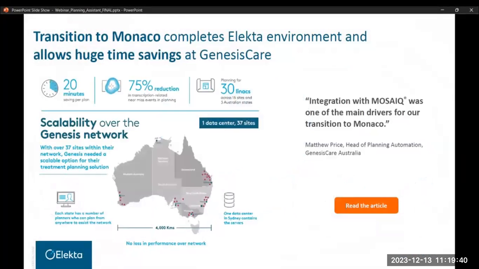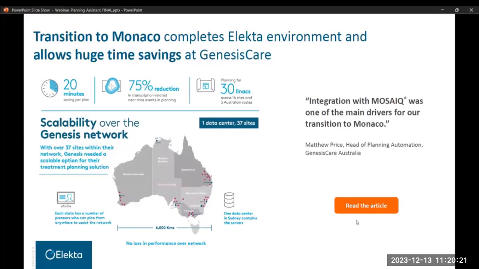And we have a very good case study that shows the transition to our planning system and using Monaco Mosaic as an extreme amount of automation and time saving in terms of being able to get the best out of both applications. So just by having those two products, effectively, Genesis Care, which is one of our reference sites in Australia, is saving 20 minutes per plan during that plan finalization process. They've noticed a 75% reduction in transcription-related near misses during the planning process, just through that extreme amount of automation.